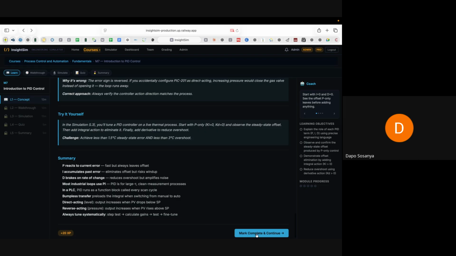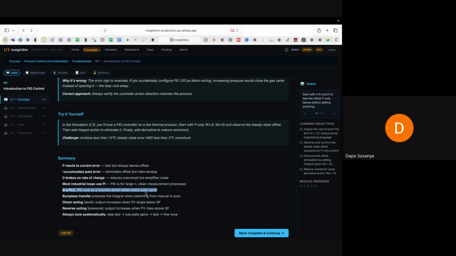So let me mark this and come. So in summary, P reacts to the current error, I accumulates past error, D breaks on rates of change. And then most industrial loops use PI. In a PLC, PID runs as a function block that is called every scan cycle.